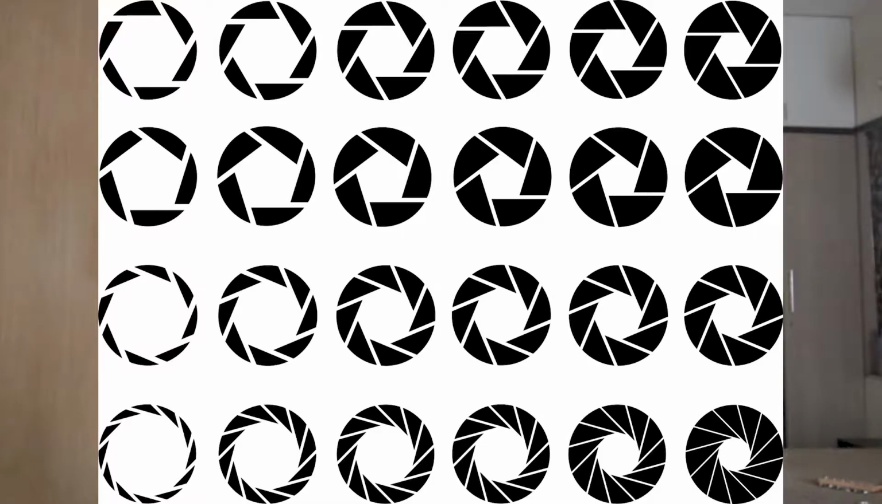Okay, so the first thing we are going to talk about is aperture. Aperture is basically a hole in your lens that lets light pass through it. It is a variable hole, which means it can enlarge or it can contract. So depending on how big your hole is, more light would pass through or less light would pass through your lens and hit the sensor.